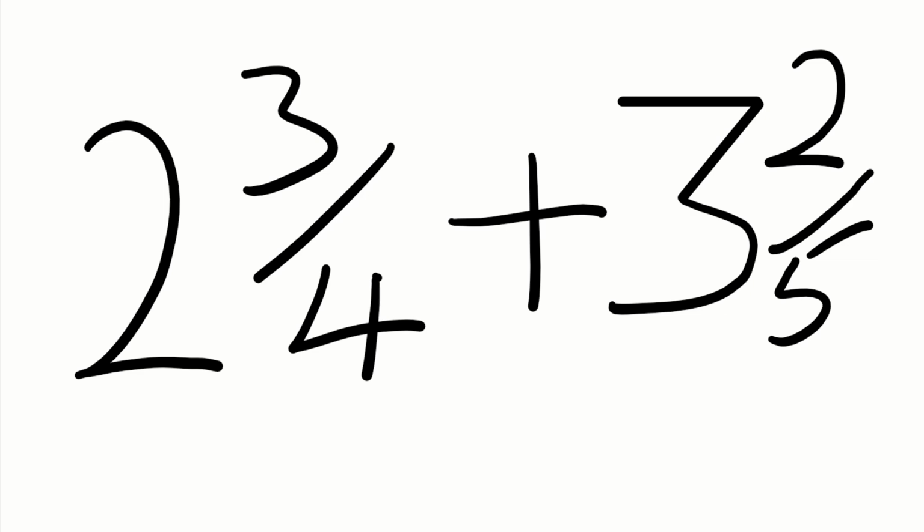So how do we simplify this? We're going to simplify this, right? So what we have here is 2 whole number 3/4 plus 3 whole number 2/5. So the first thing we do here, we have to convert it to what? We have to convert this to an improper fraction, right? So that's what we have to do.